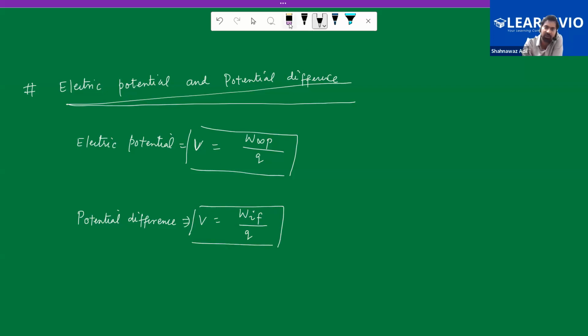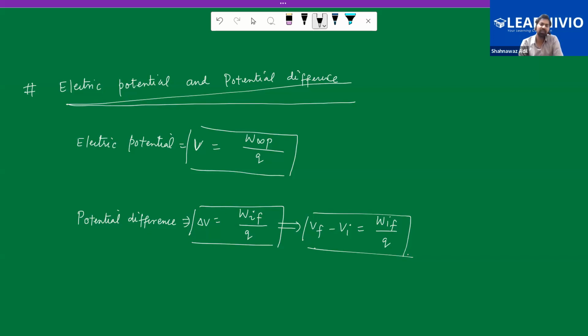So this should be delta V, and this is written as V final minus V initial. So this is the potential difference. Is this part clear, guys? Is this part clear? Yes, sir.